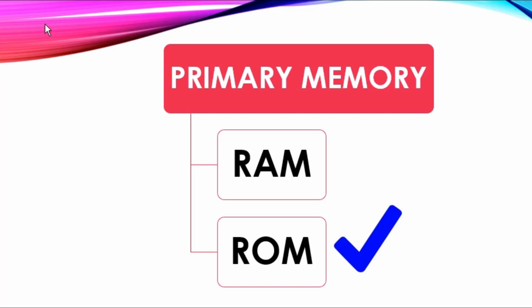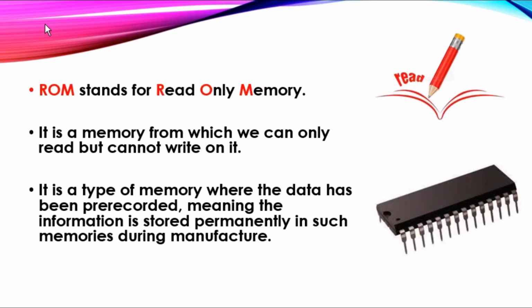Welcome back once again. In our previous session, we discussed the RAM, that is the random access memory. This is the first type of the primary memory. In this session, we will look at the other type of the primary memory called the ROM. ROM stands for the read-only memory.